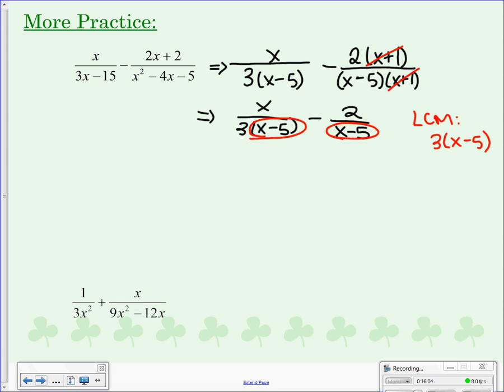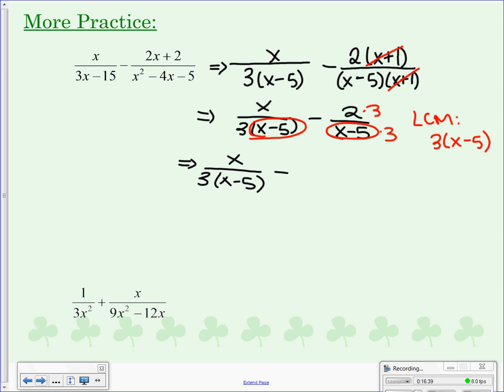So now, when you're trying to make them have a common denominator, let's look at the first fraction. X over 3 times x minus 5. Is that missing anything from our least common multiple? No. So do I have to multiply that by anything? No. So move to your second fraction. The denominator is x minus 5. What's that missing? A 3. So you have to multiply a 3 on the top and a 3 on the bottom. We did not change our first fraction.